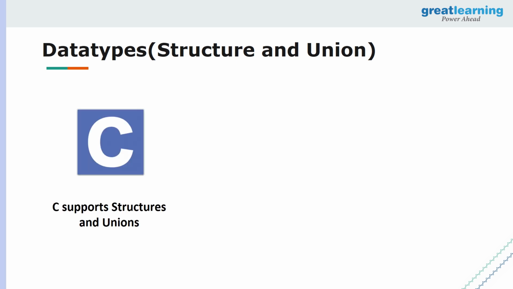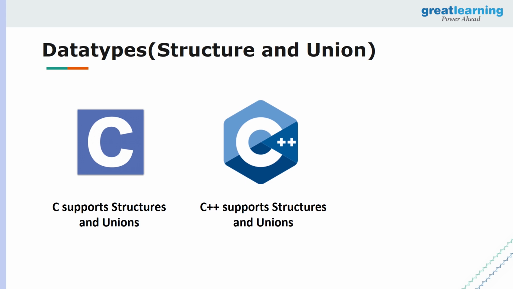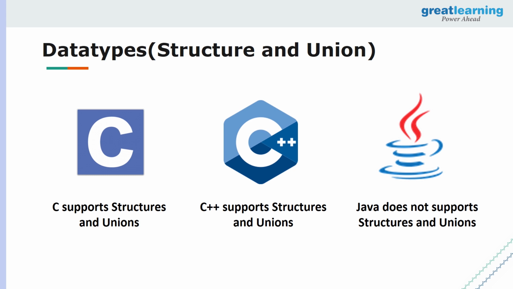C supports structures and unions. C++ also supports structures and unions. But Java does not support structures and unions, because James Gosling wanted to make Java very simple and easy. So there are 8 data types in Java, namely int, char, string, float, long, double, boolean.